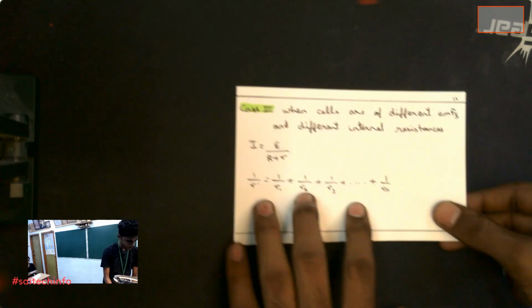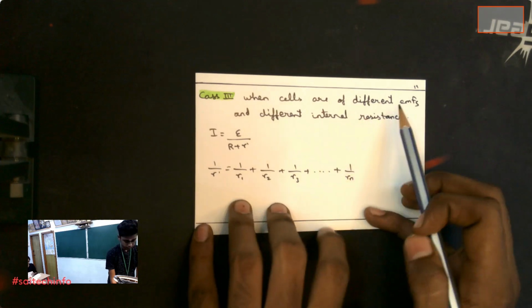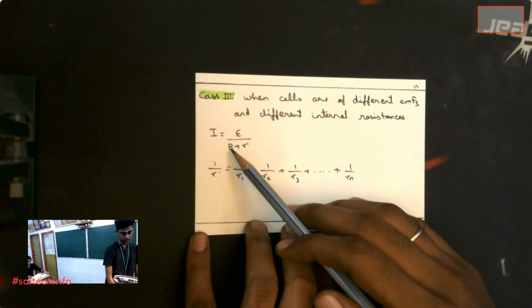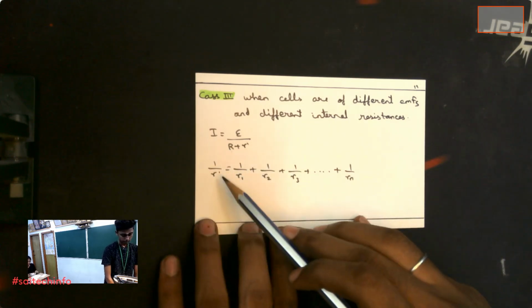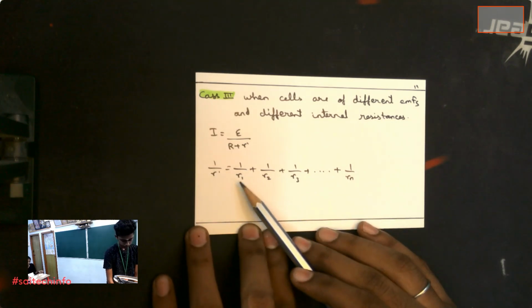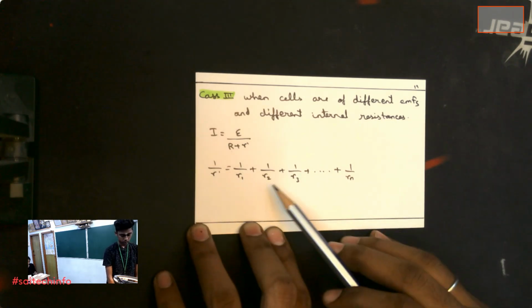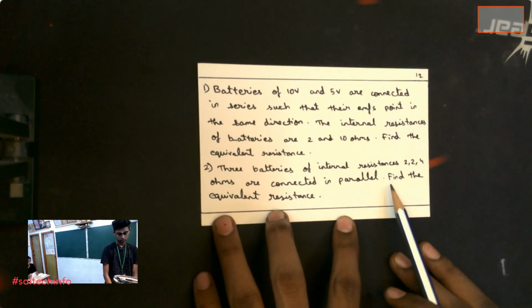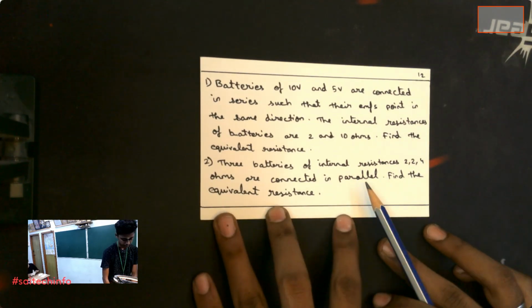Case 3: when cells are of different EMFs and different internal resistances. I is equal to E divided by external resistance plus internal resistance, where 1 by r is equal to 1 by r1 plus 1 by r2 up to n terms. Let us see two questions based on series and parallel combination on finding the equivalent resistance.